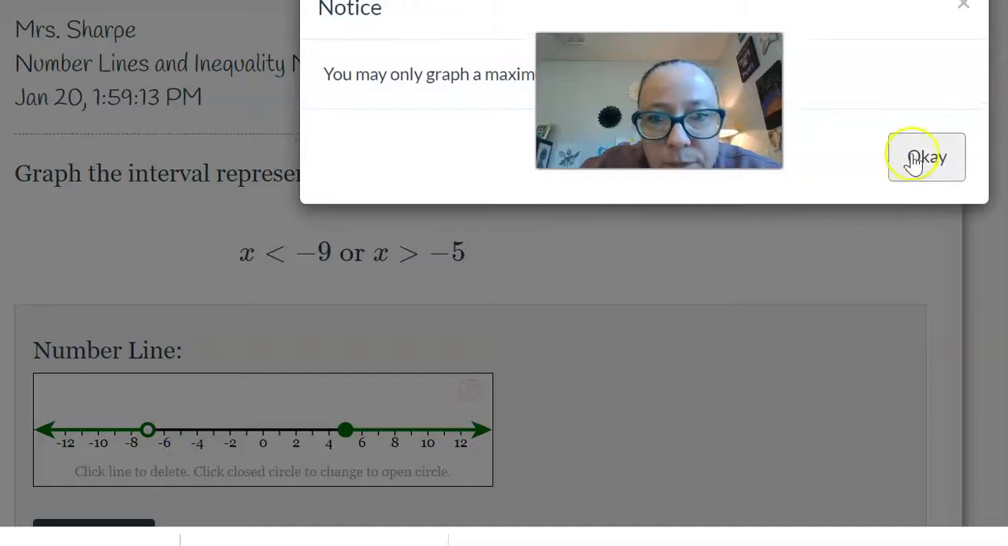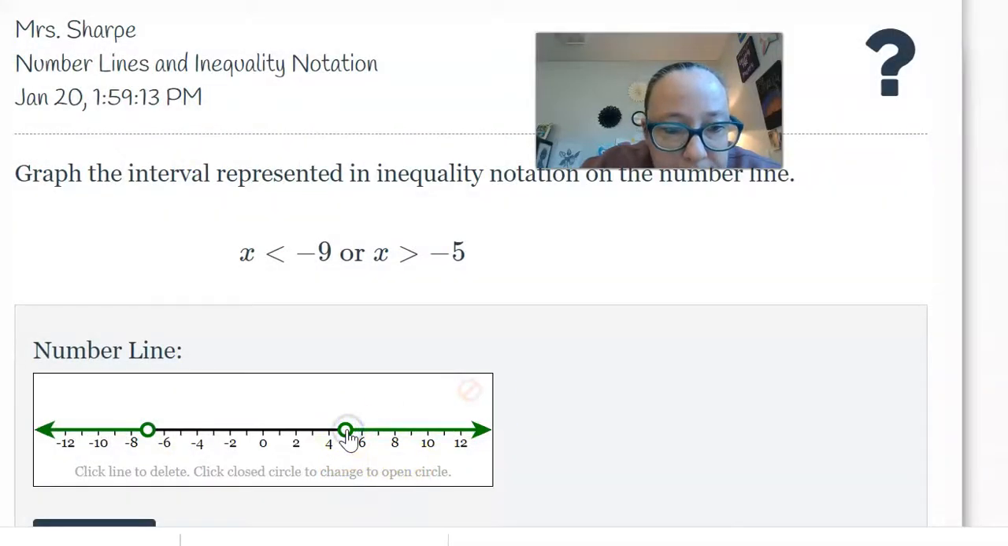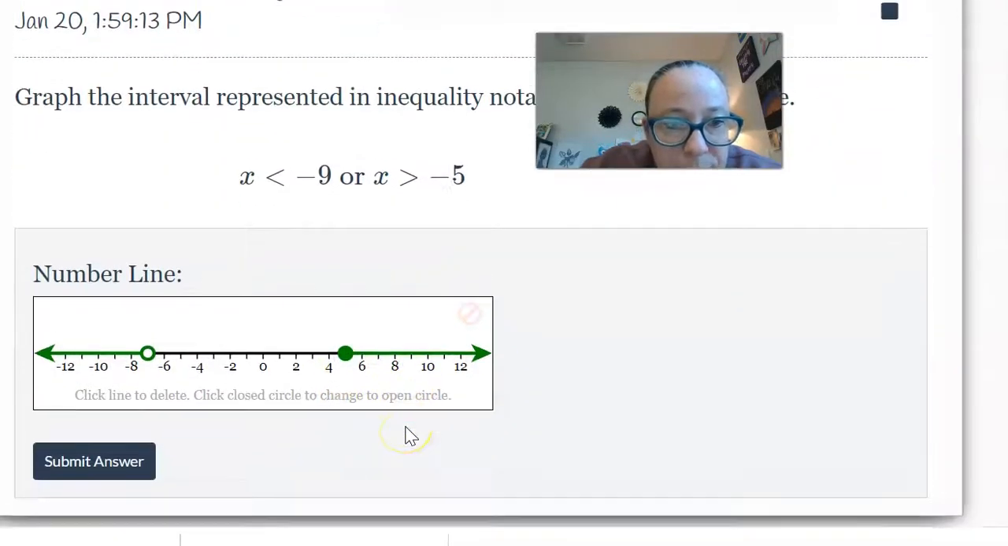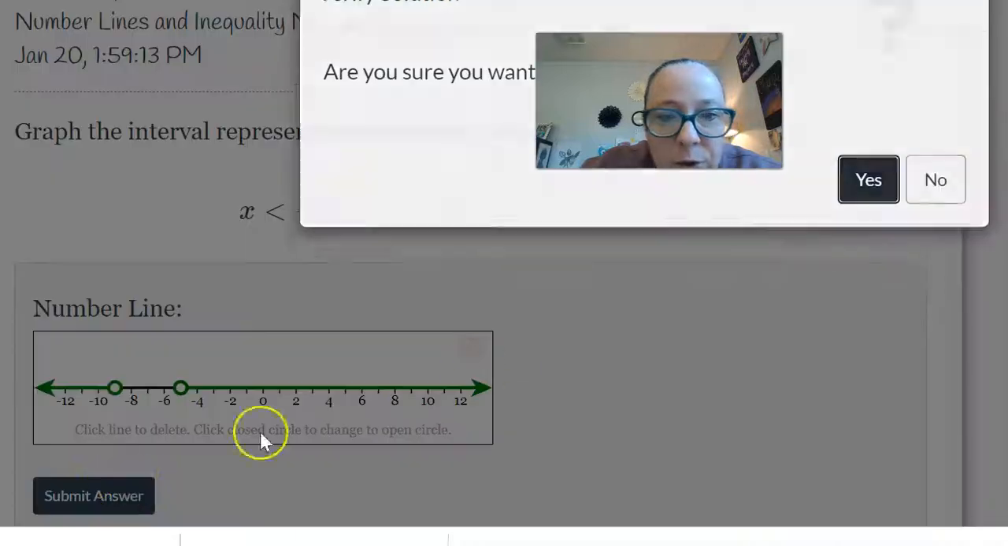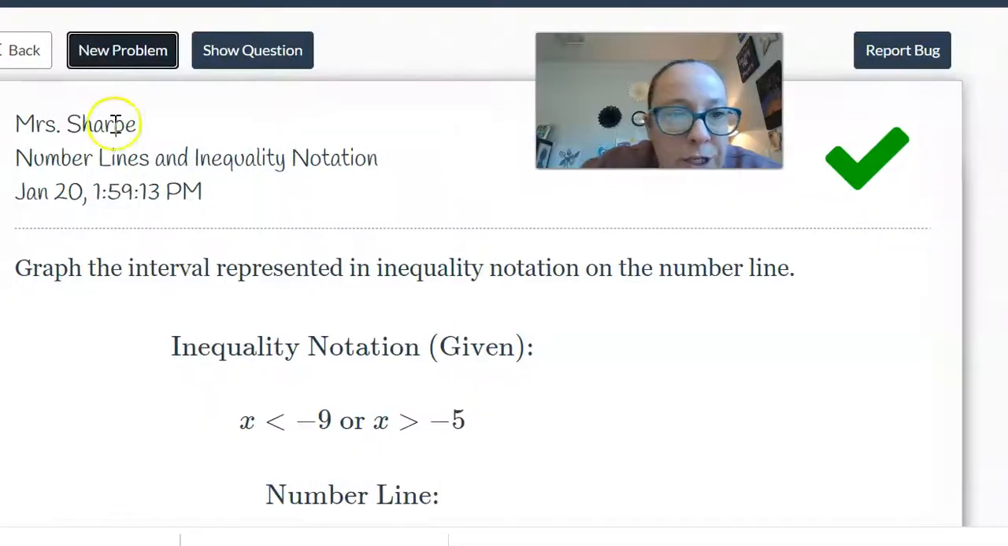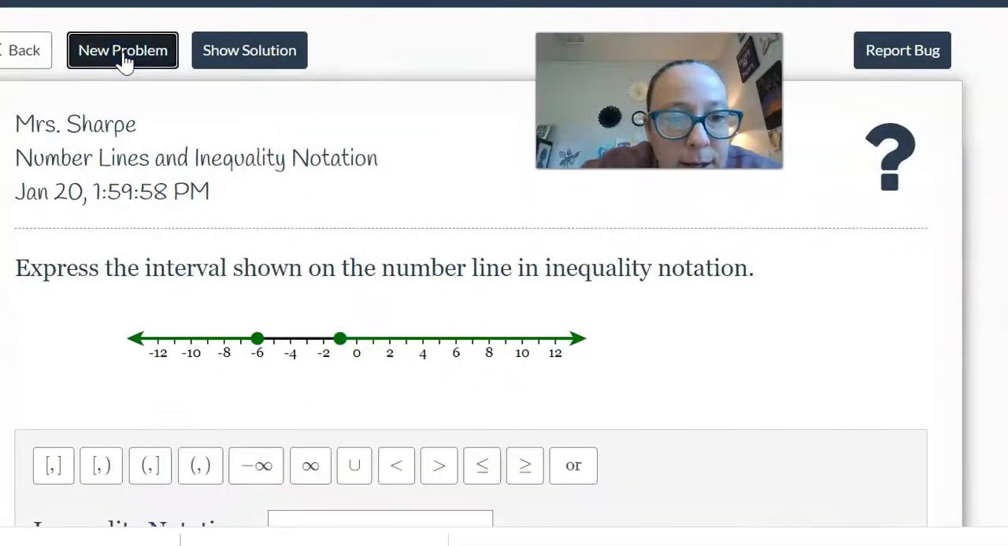Okay, let's see. I'm going to start over. It wouldn't let me drag it over. So, the frustrations of Delta Math sometimes. So I go to negative 9, okay. And then x is greater than negative 5. Okay. And both of them are open circled and good to go. All right, so I wanted to go over that.